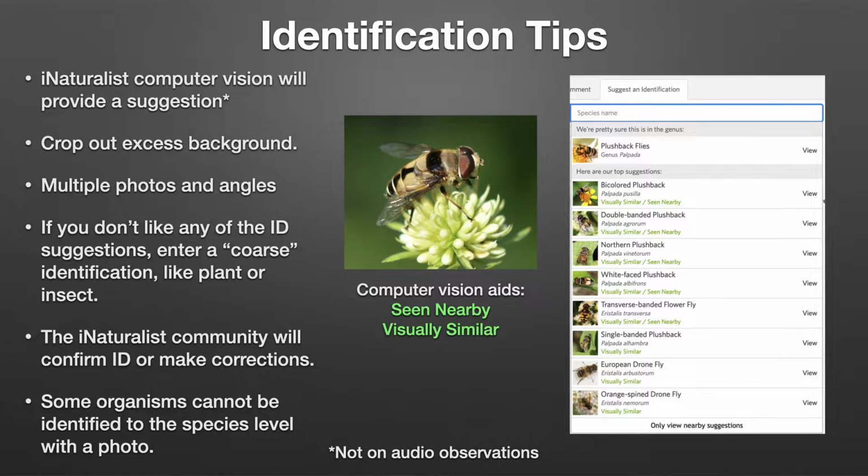If you don't like any of these, that's okay. You don't have to pick one. Instead, you can either pick the genus or type in a coarse observation like insect. You will soon discover there are a lot of look-alike species, and some of them cannot even be identified to the species level with the best photo in the world because they need to have their genitalia dissected in the lab. But that's okay, it's still a valuable observation. There is one asterisk, that the iNaturalist computer vision cannot make suggestions for audio observations. A human will have to help you with that.